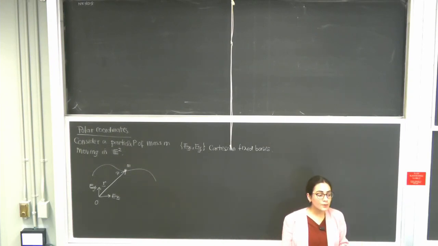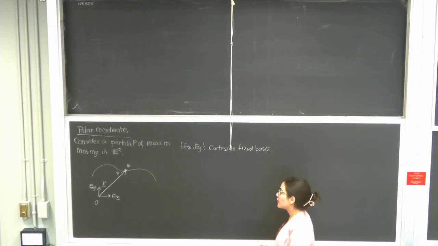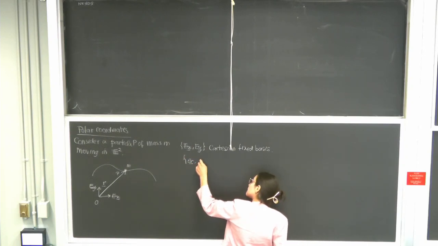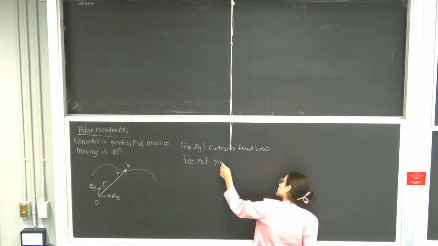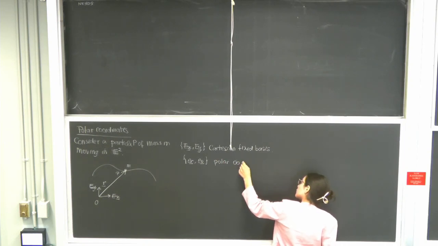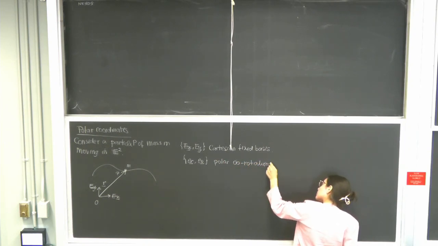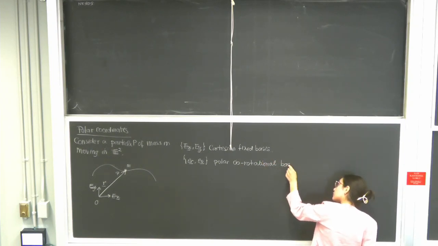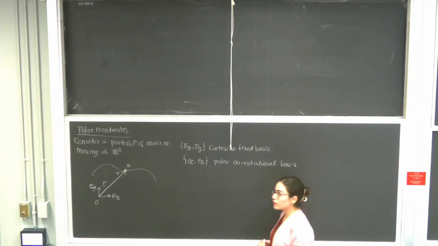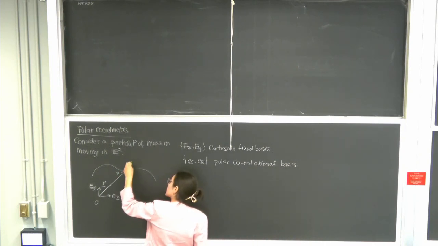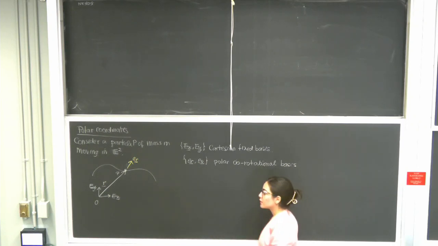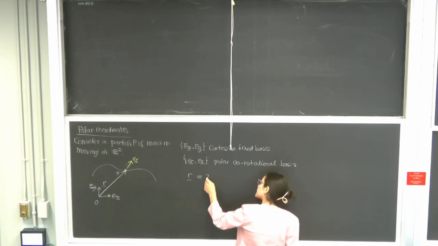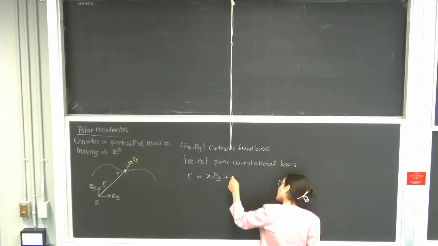Now in polar coordinates, what we do is define a new basis, the ER, E theta basis, and that's going to be a corotational basis. The ER vector is going to be located along R. So in Cartesians, we were able to write the position vector of the particle as x Ex plus y Ey.